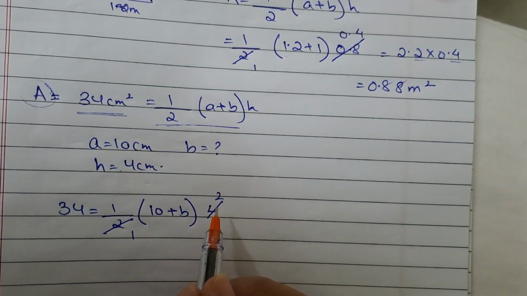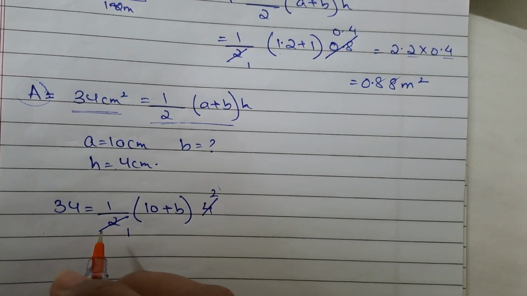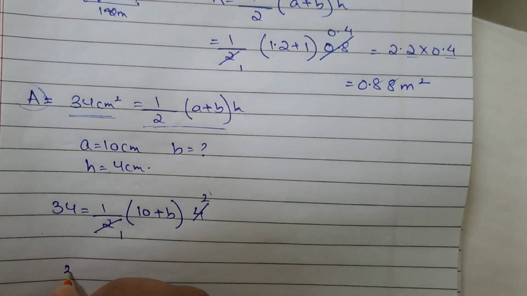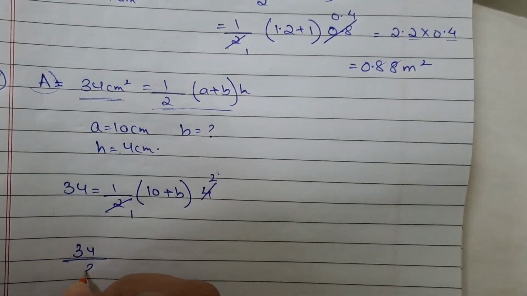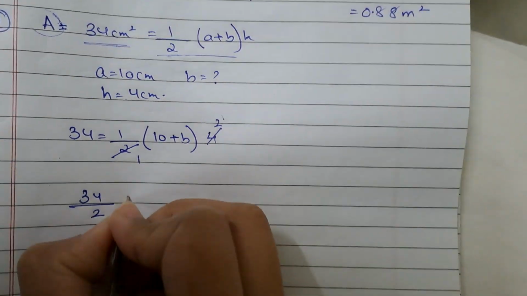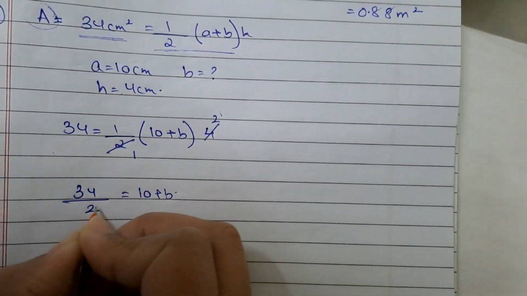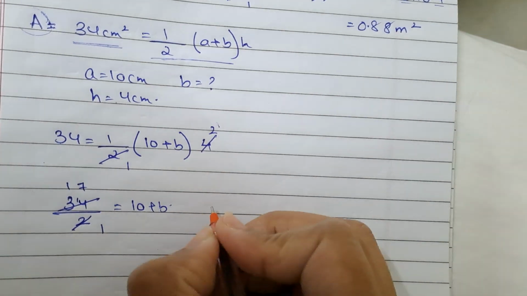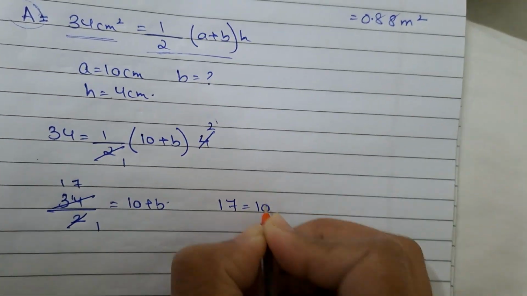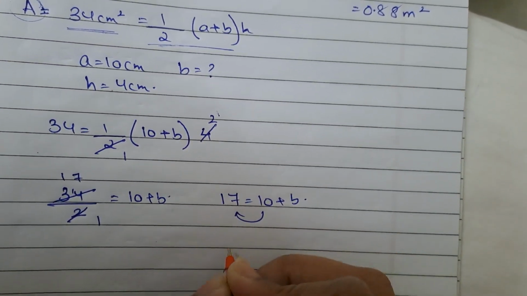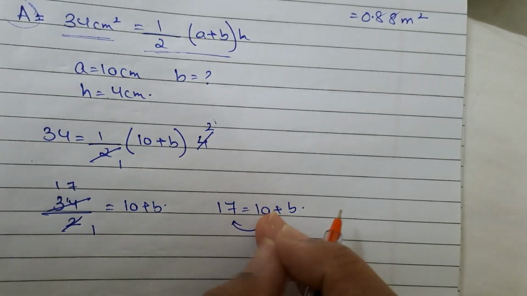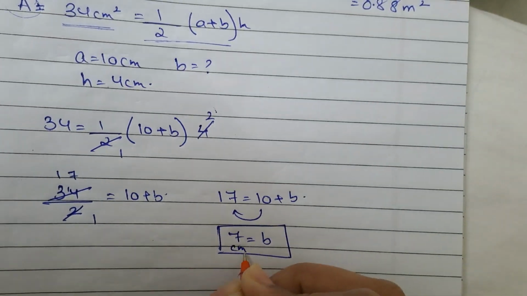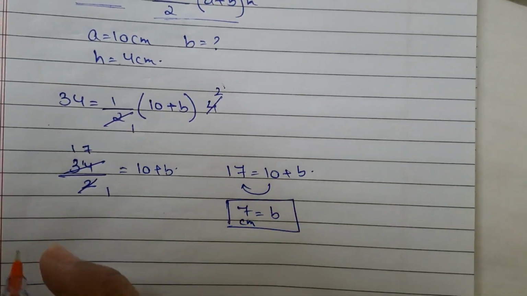Now what's going to happen here? This 2 will be sent towards the other side. Why? Because this is in multiplication, it goes to the other side in division. So 34 divided by 2 is equal to 10 plus b. 2 one times and 2 seventeen, so I get 17 is equal to 10 plus b. Sending it towards the other side, 17 minus 10, 7 will be the value of b. The other parallel side will be 7 centimeters.